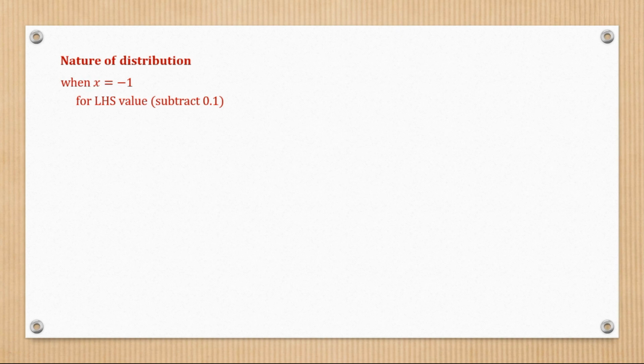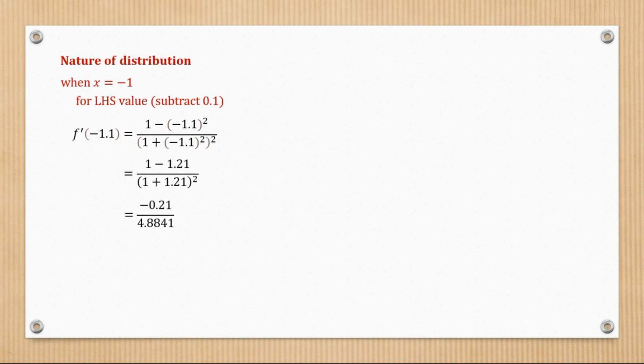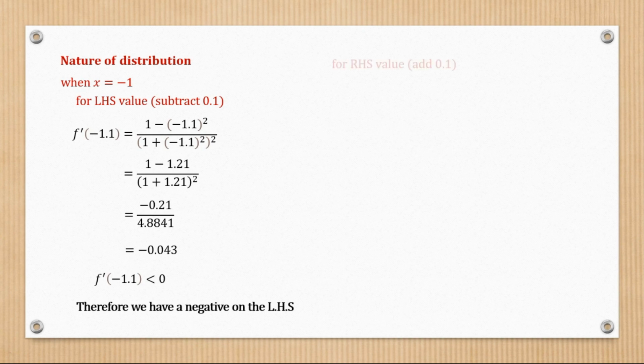So for the left hand side value, I'm going to subtract off 0.1. When I do that, this is what I'll get, negative 1.1, and this is what I have. Substitute that into the main equation for the derivative, and then this is what I'll get. So now I have negative 0.21 over 4.8841, which will give me negative 0.043. So you can say this value is less than 0. Therefore we have a negative on the left hand side.